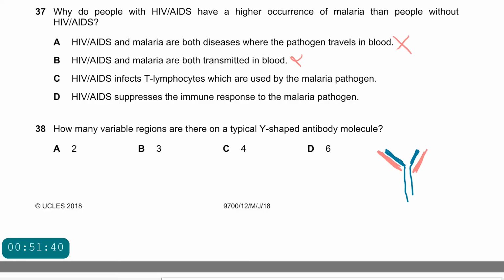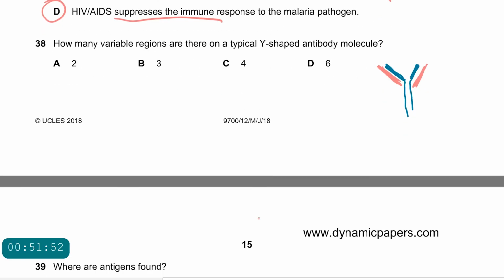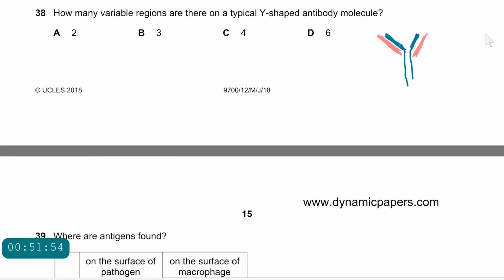HIV/AIDS infects T lymphocytes, which are used by the malaria pathogen. It's not used, so this is incorrect. HIV/AIDS suppresses the immune system. This is totally correct. Question number 38. How many variable regions are there on a typical Y-shaped antibody molecule? There are 4 variable regions. 2 on the light polypeptide chains and 2 on the heavy polypeptide chains, or the longer ones. Therefore, the answer is going to be C.